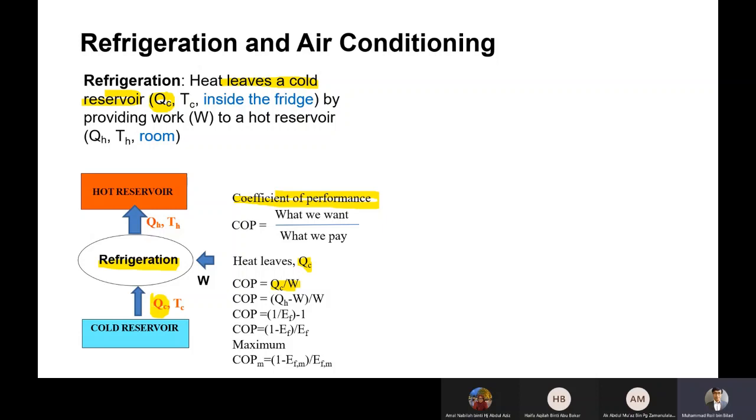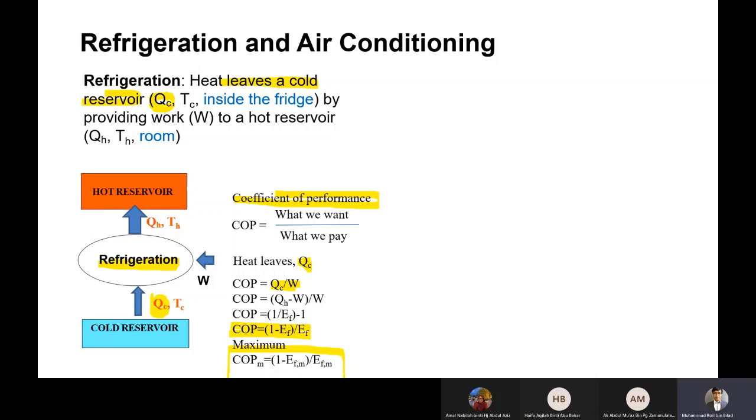And then if you do all of the math substitution, you will end up with this equation. So we can predict what will be the maximum performance of a refrigerator. Why, sir, do we need to do the COP maximum? COP maximum is the way for us to measure how good our refrigerator is. So we'll try to be as close as possible to the COP maximum. That's the reason why.